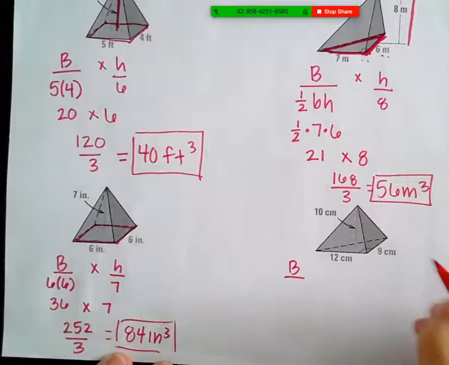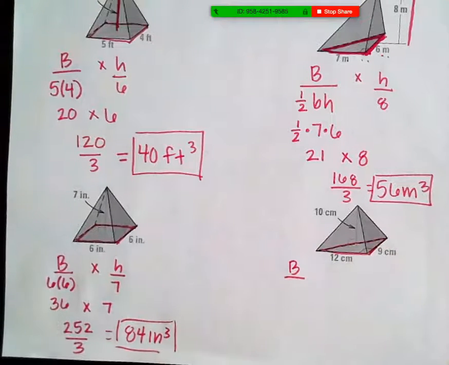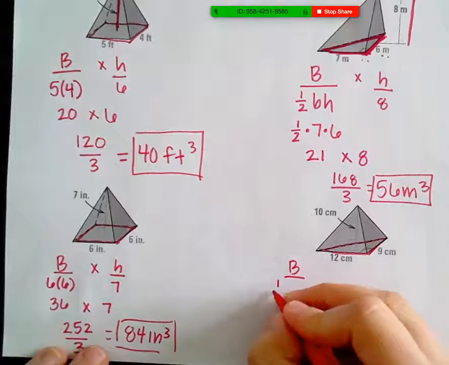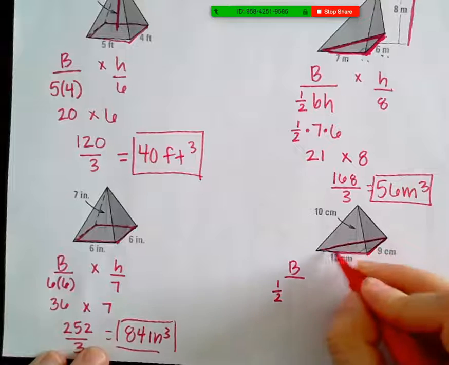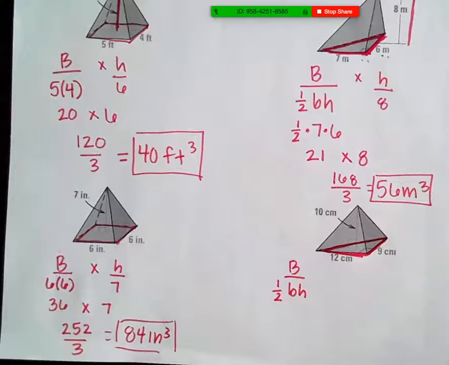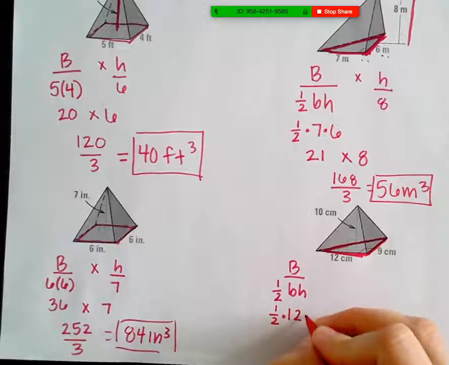So what is our base shape? It's 8. But what's our shape though? Is it a pyramid? Yep, it's a pyramid, but this bottom shape down here is what? A triangle. So we have to plug into half base times height. So half times 12 times 9.